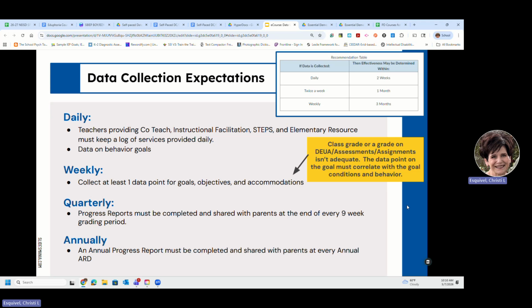It's not appropriate to use an overall class grade or a total DEA score as a data point since multiple TEKS are covered. Each quarter, the progress report must be shared with the parents, unless the ARD committee determined a different schedule for reporting progress. And then at the annual ARD meeting, the progress report is closed out and shared with the parent. The data from the progress report is used to provide data-based information on a student's strengths and needs.